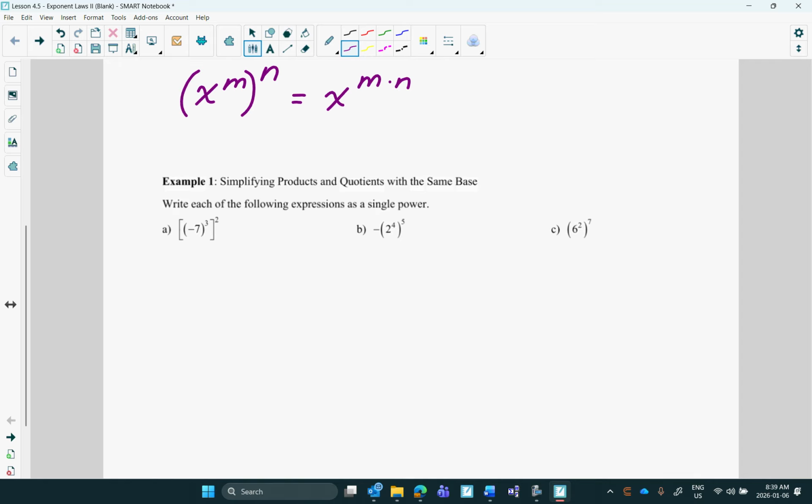So I've got (-7) in parentheses to the third, and I'm raising that to the second. How can I write that as a single power? What's the base? Not 7, -7. Need the parentheses. And what do I do with the exponents? Multiply them. That's it.